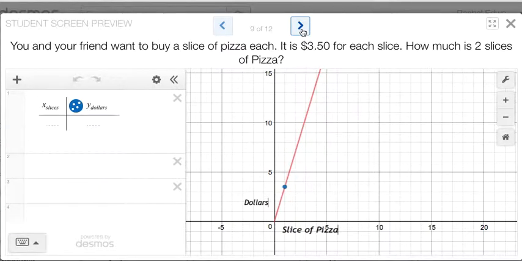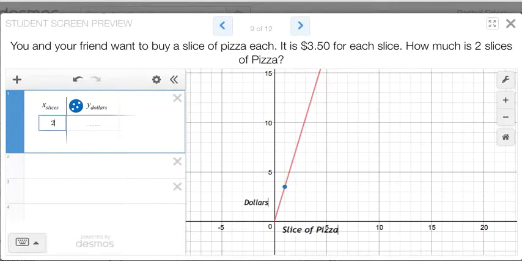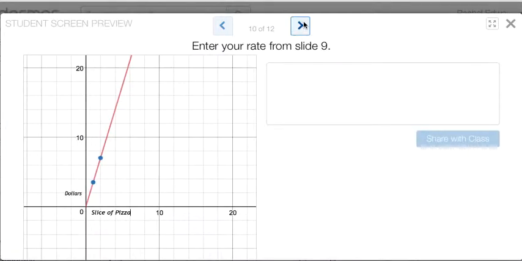This one, I made this one. So you and a friend want to buy a slice of pizza each. It is $3.50 for each slice. How much is 2 slices? So I'm hoping they would do x right here too. And then for the dollars, they would go up to 7. I mean, they don't have to do that one. They can make it more challenging if they want, but that's probably the easiest one. And then they would enter their rate from the slide before to this one. So what did I say, 2 to 7?